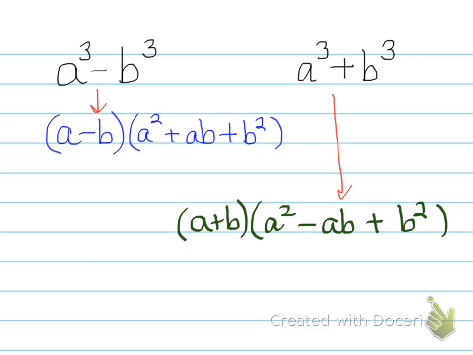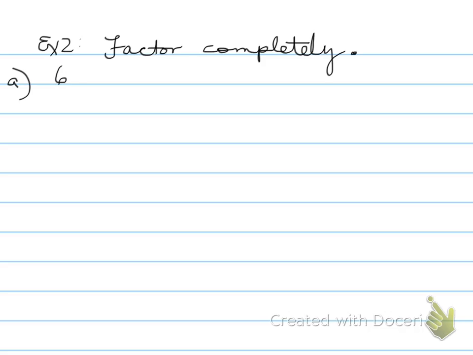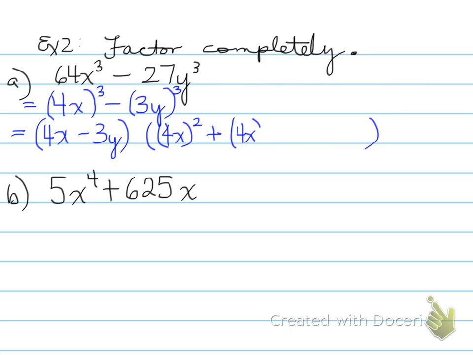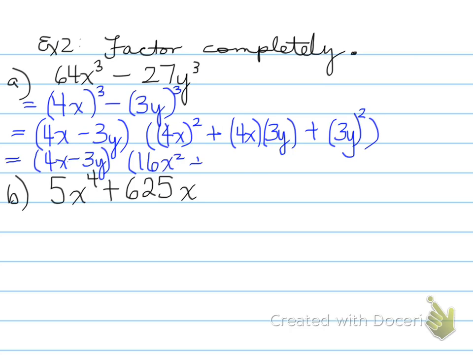We need to be able to factor sum and difference of cubes instantaneously. So let's look at example number 2. Factor completely 64x cubed minus 27y cubed, and 5x to the power of 4 plus 625x. For the first one, we rewrite that statement as a difference of cubes. Once we do that, we can factor it. You have 4x minus 3y times 4x all squared plus 4x times 3y plus 3y all squared. Simplifying, you end up with 4x minus 3y times 16x squared plus 12xy plus 9y squared.